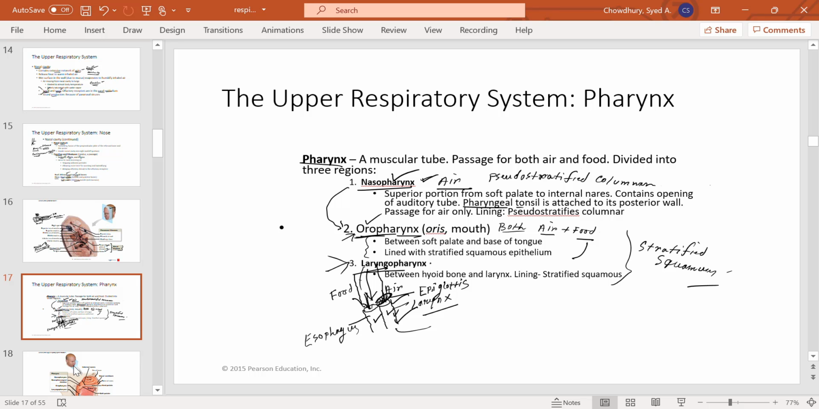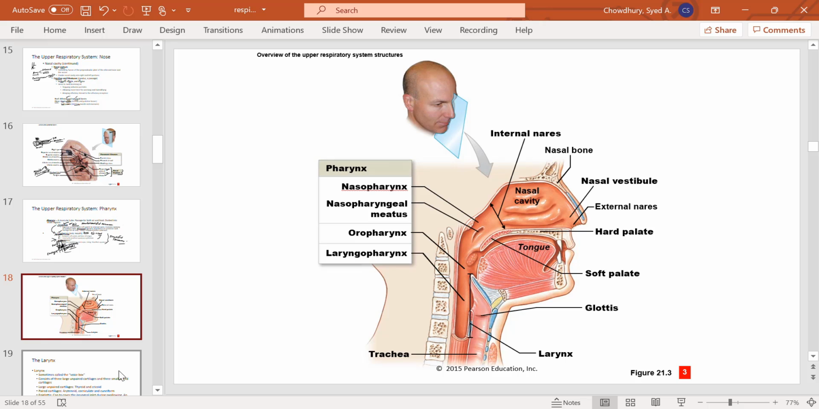Okay, epiglottis. So epiglottis moves up and down. When you swallow the food, it closes, moves down to close the laryngeal inlet. When you breathe, the epiglottis opens the larynx. Make sense? So it is a cartilaginous elastic cartilage structure. Okay, here you see, this is the first part of your pharynx, this is the second part of your pharynx, and this is the third part of the pharynx.